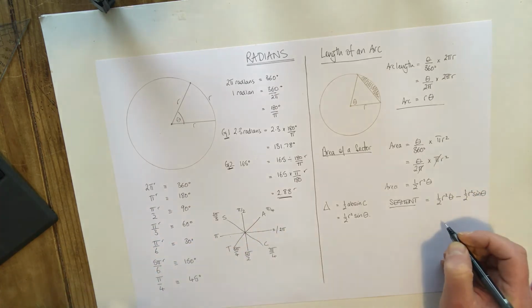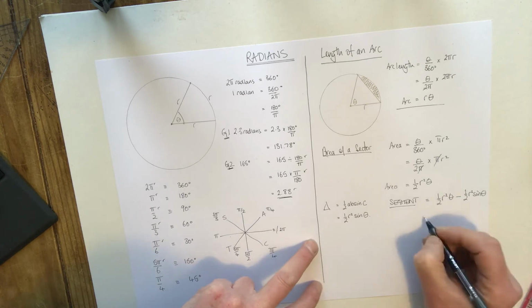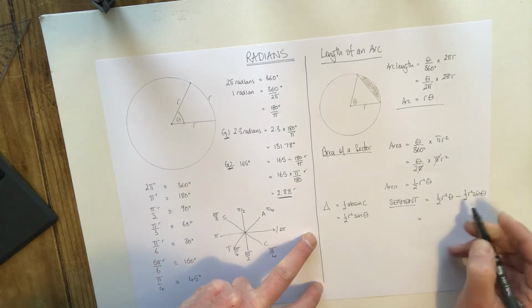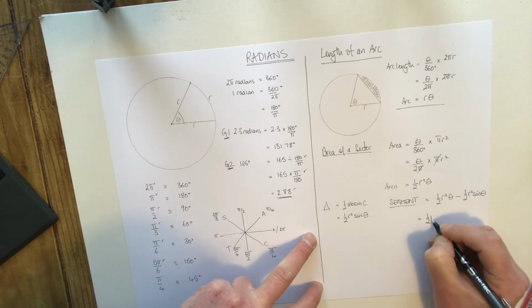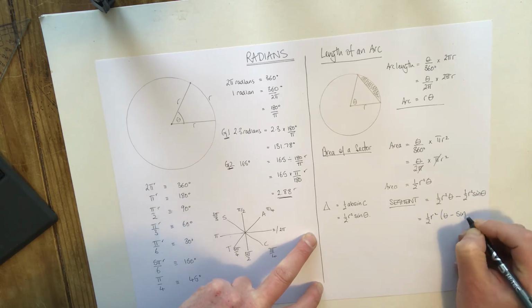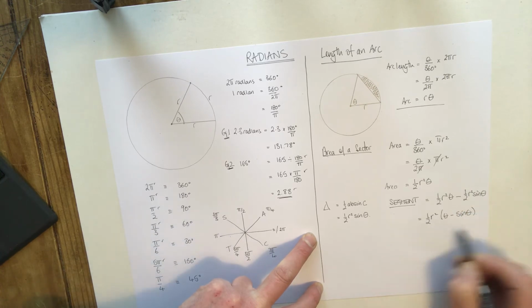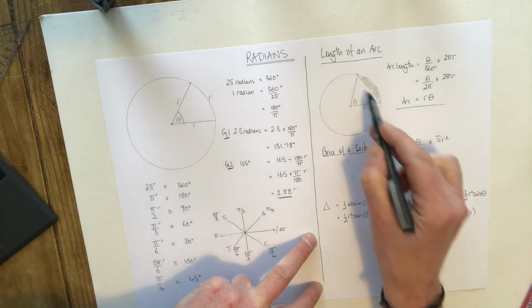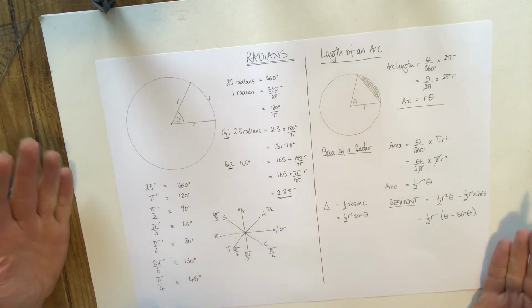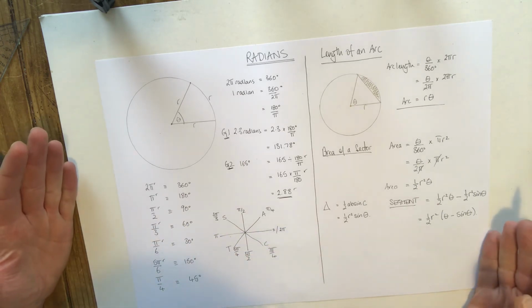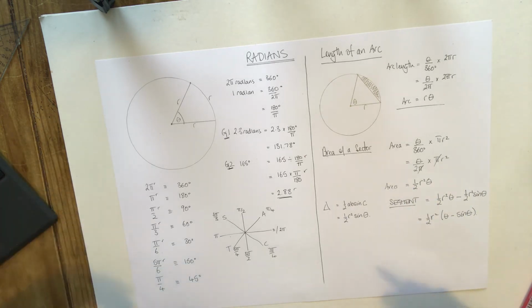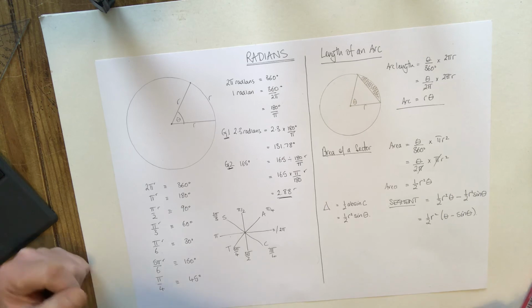Now I'm sure you can see that this simplifies. We can factorise, we can take out a half r squared, so we've got half r squared times theta take away sine theta. That is the formula for the area of the segment. Once again, the maths is not very difficult. Some of the questions get really quite complicated, but not because of the fact we're dealing in radians, just because they're tricky questions.